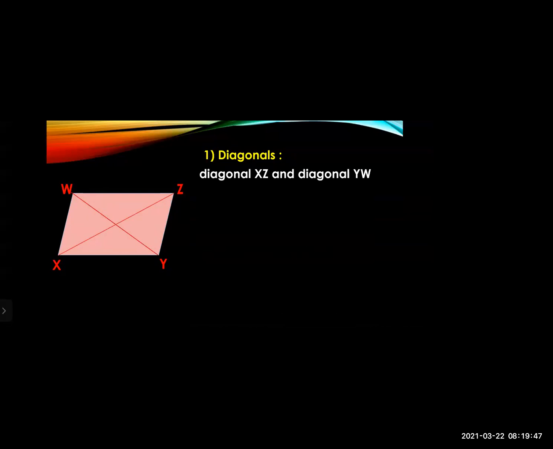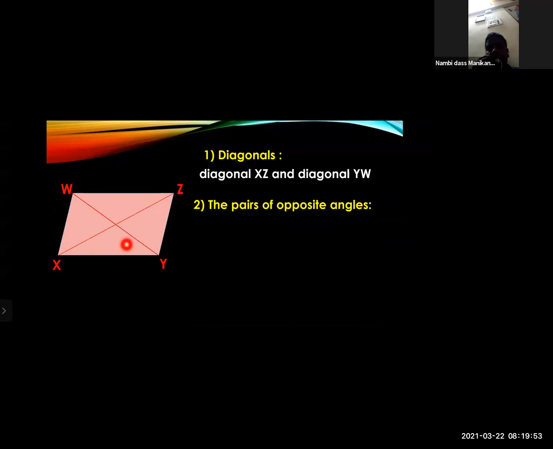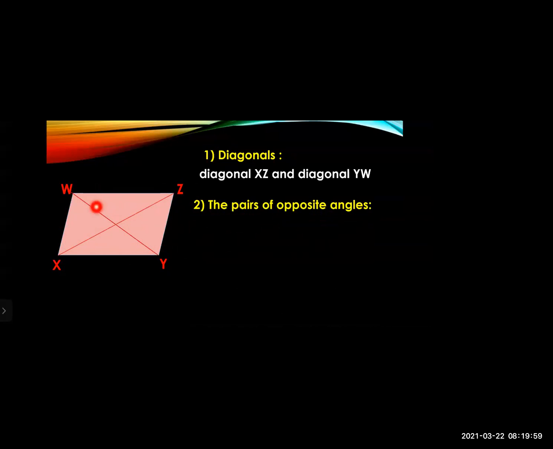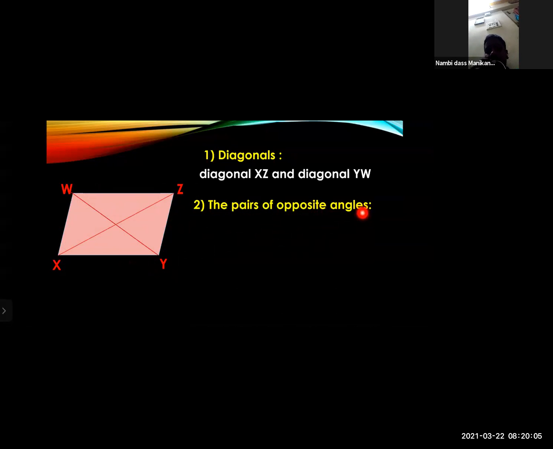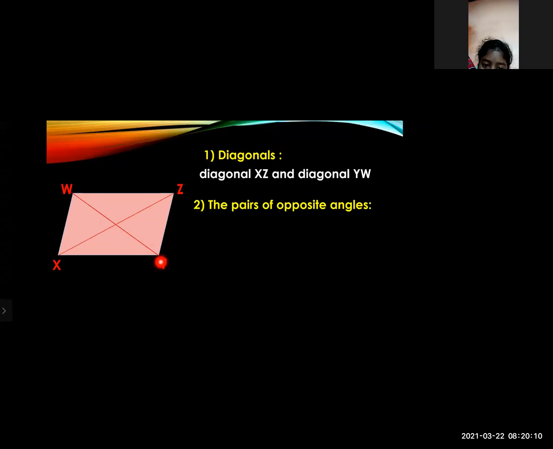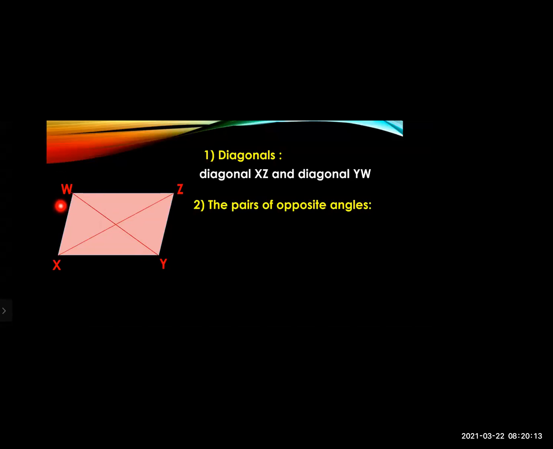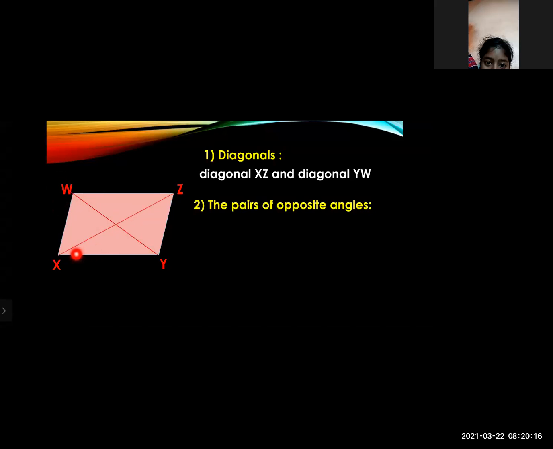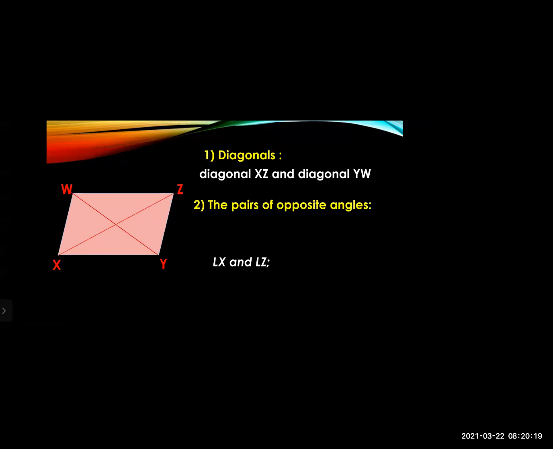Very good. Well done. Now, can you tell me the pairs of opposite angles? Opposite means the opposite part. Opposite angles. Yes, tell me. Angle W and angle Y. Very good. So opposite angles are angle X and angle Z, very good. Well done. So angle X and angle Z are the opposite angles, and angle Y and angle W are the opposite angles. Very good.